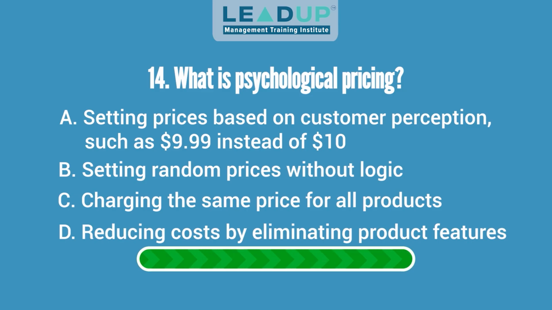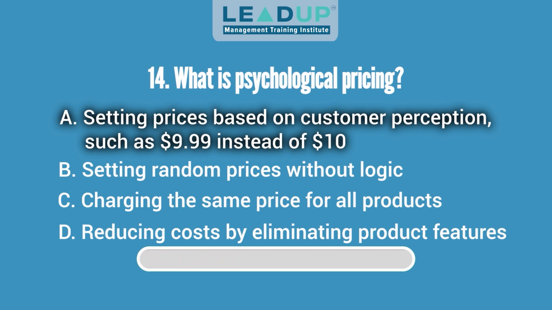Question 14. What is psychological pricing? A. Setting prices based on customer perception, such as $9.99 instead of $10. B. Setting random prices without logic. C. Charging the same price for all products. And D. Reducing costs by eliminating product features. Answer: setting prices based on customer perception, such as $9.99 instead of $10.